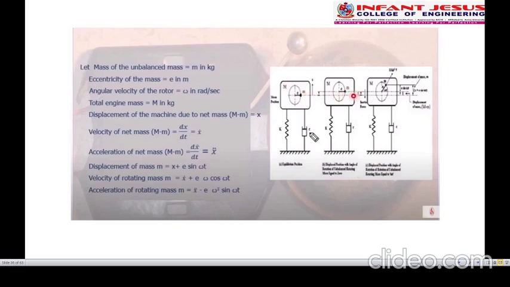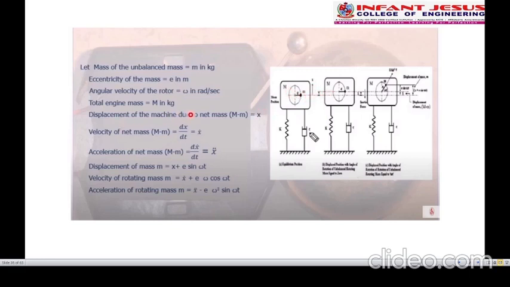Here you can see that we have assumed the unbalanced mass is small m, the mass of the machine is capital M, and the eccentricity is small e. The angular velocity of the rotor is omega, it is rotating at an angular velocity omega. The total mass of the engine is capital M. So the displacement of the machine due to the net mass capital M minus small m is x.